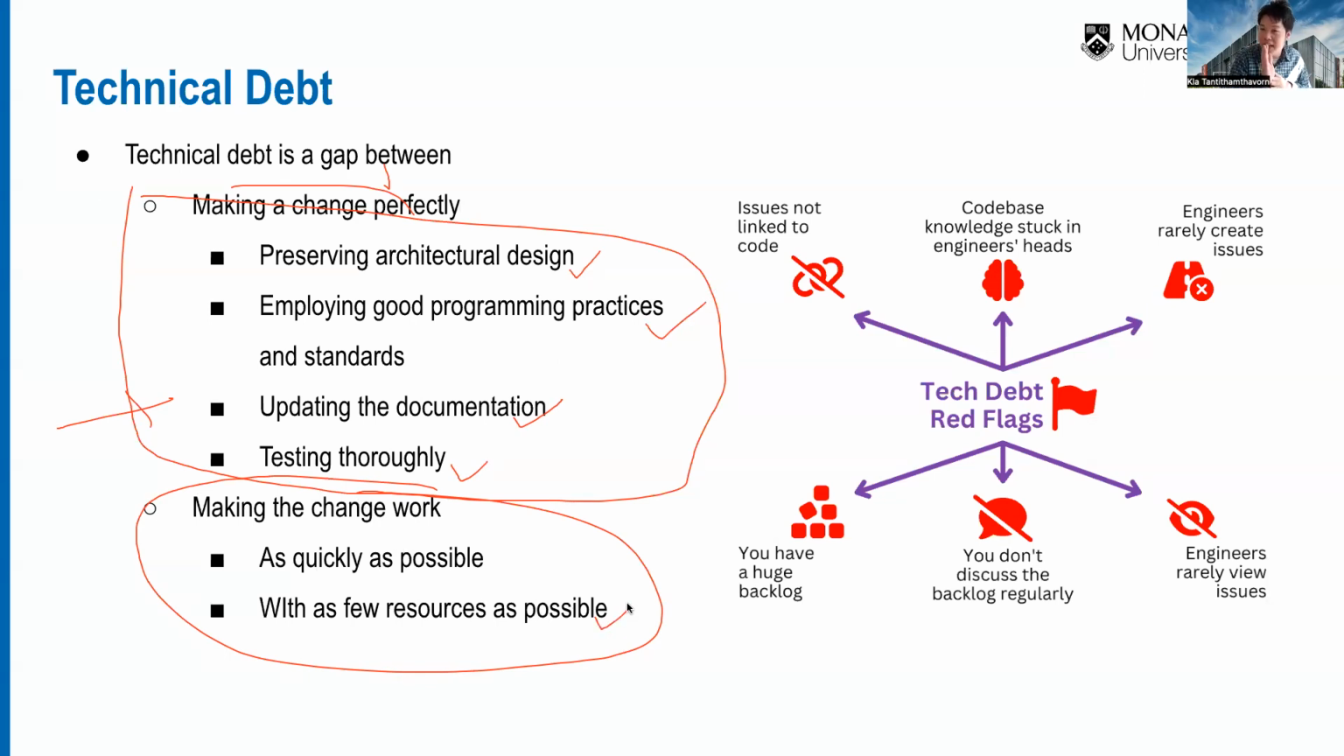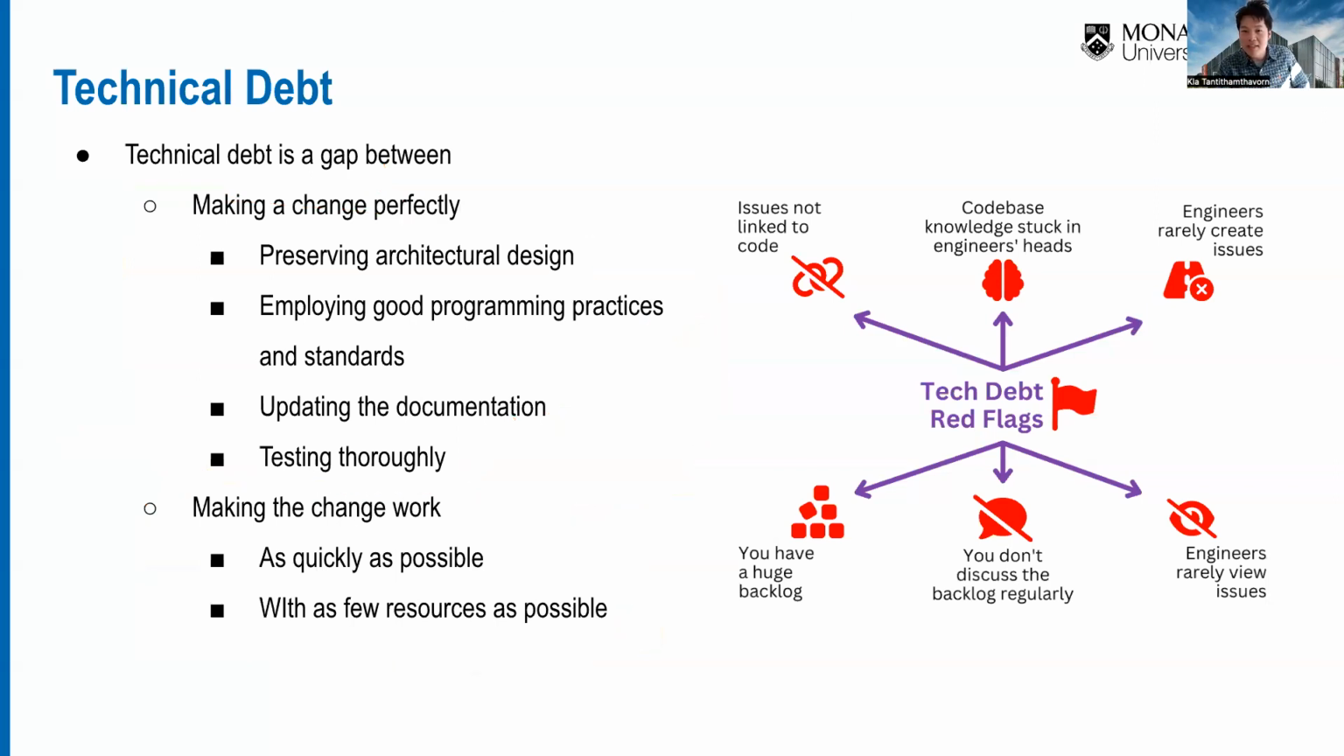But I would say that technical debt is a gap, right? When you do something quick, you probably need to come back and fix it again. So it really depends; it's something in between, whether you want to make it perfect or make it workable, okay? And what are the technical debts, right? For example, issues not linked to the code, and knowledge stuck in engineers' heads. Okay, these are the red flags.